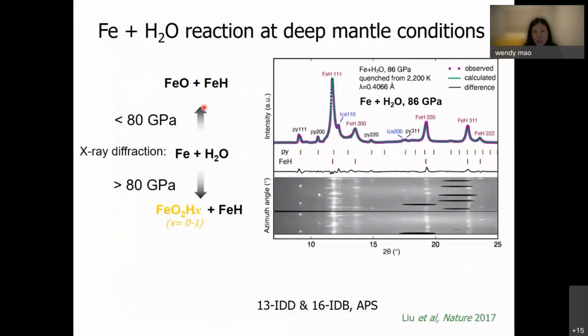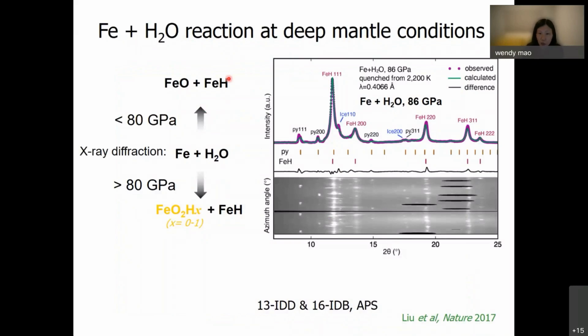So a former postdoc in our group, Jin Liu, looked at the iron plus water reaction down to the Earth's core-mantle boundary conditions. And he found at more moderate pressures, those below 80 GPa, and in agreement with previous literature, iron reacts with water to produce wustite, FeO, and iron hydride, FeH.